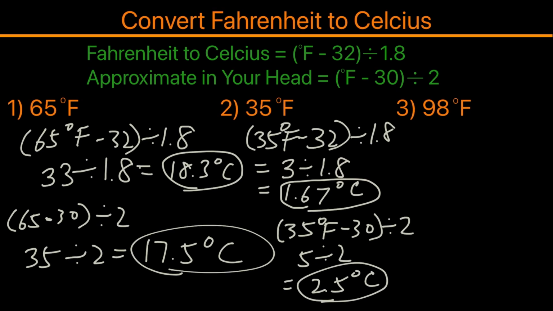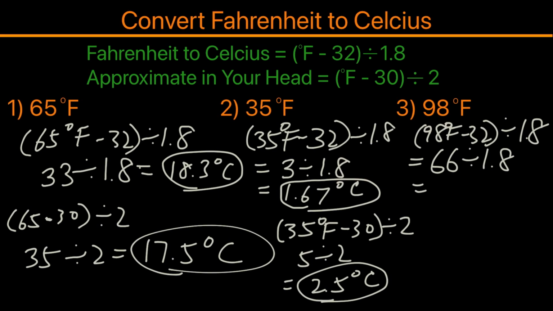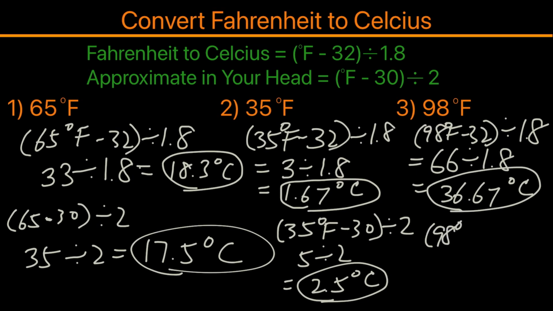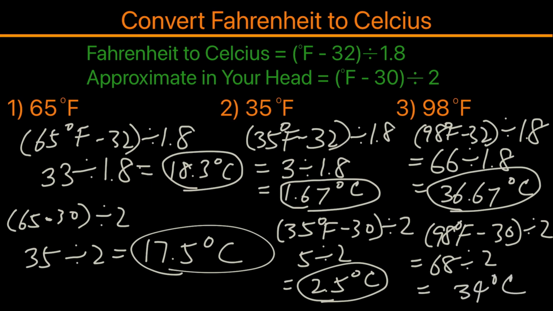Now for the third example, we have 98 Fahrenheit. So 98 minus 32 divided by 1.8, we have 66 divided by 1.8, which equals 36.67 Celsius. And if we're doing it in our head, 98 Fahrenheit minus 30 divided by 2, so that's 68 divided by 2, so the approximate is 34 Celsius.